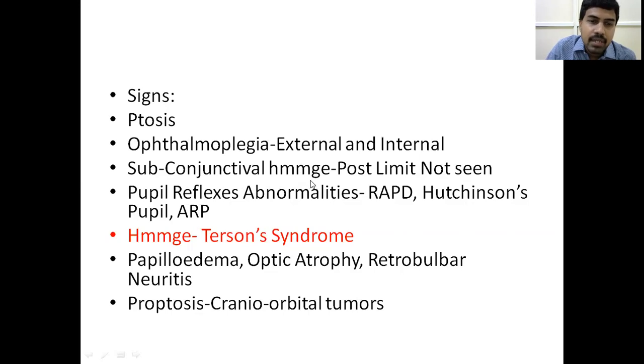Similarly, subconjunctival hemorrhage can be seen. If it is an intracranial bleed, in subconjunctival hemorrhage, the posterior limit is not seen. And if the patient has a history of head injury, you should suspect an intracranial bleed.